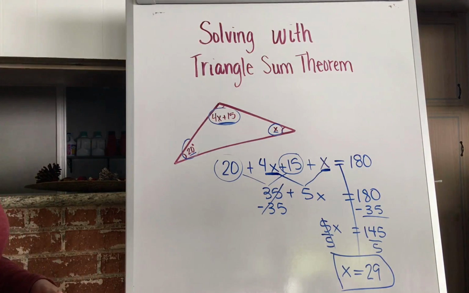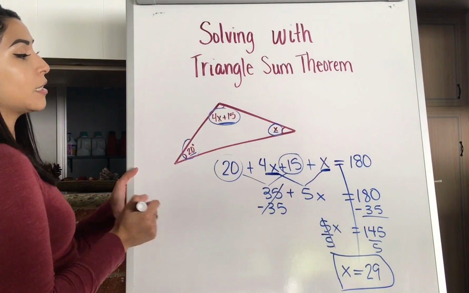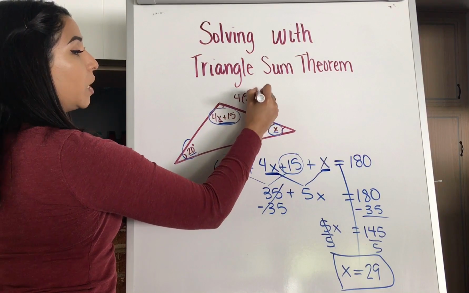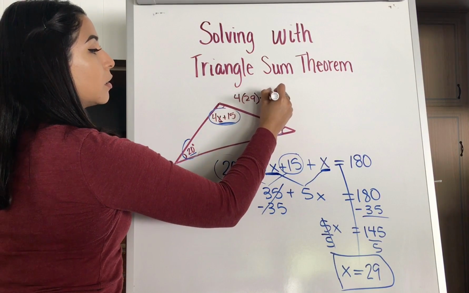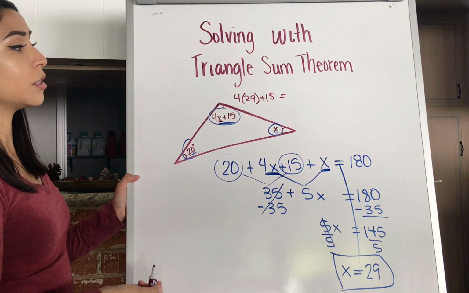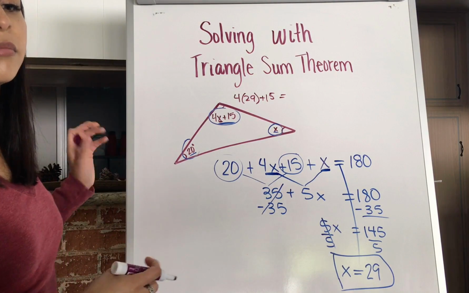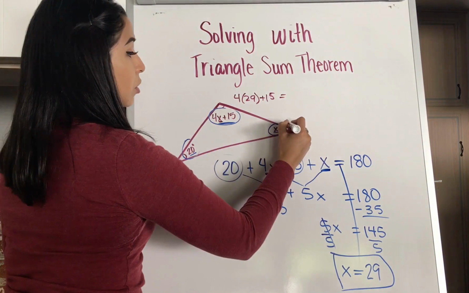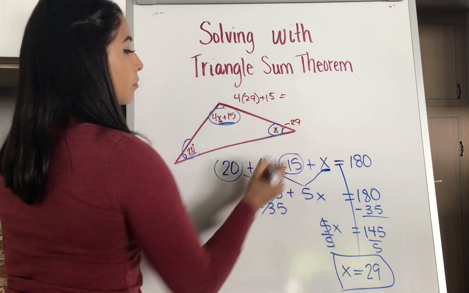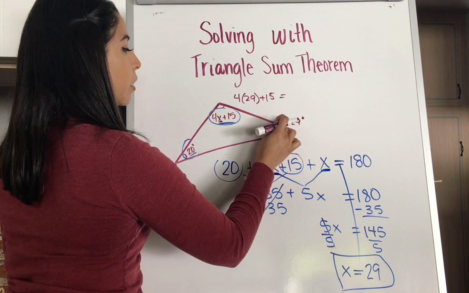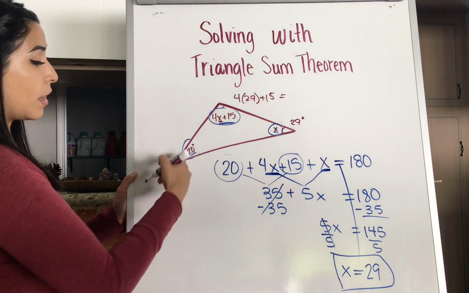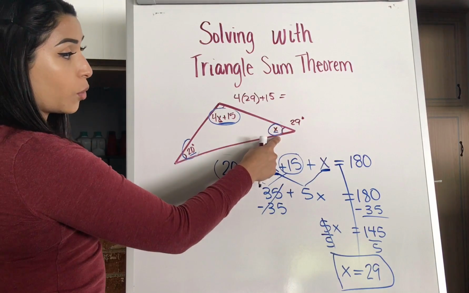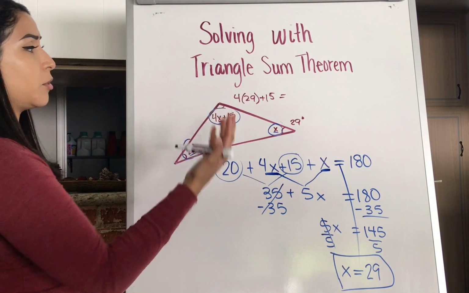So I can go back and put that 29 inside where this x used to be. So instead of 4x, now it's 4 times 29 plus 15. And you could just put that in your calculator and solve that. I think it's like 131 or something like that. This x is just a regular x, which means this is just a regular 29. 29 degrees. Looks like it's negative, but it's not. And then this 20, there was nothing to solve for that 20. So this angle is 20, this angle is 29, and this angle is 4 times 29 plus 15.